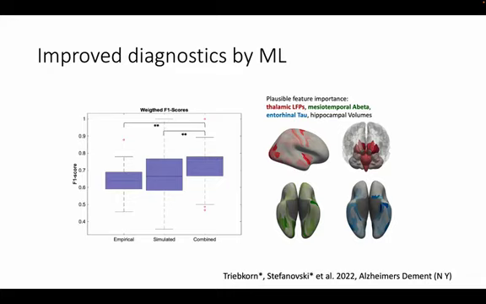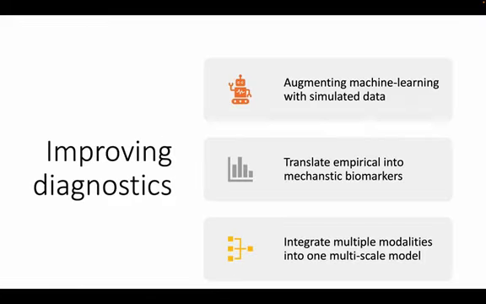So we could see that the parameters that were most distinctive for this decision of the machine learning model were, for example, the temporomesial amyloid beta values, or the entorhinal tau values, or the frequencies in the subcortical regions where typically also rhythm generators take place.